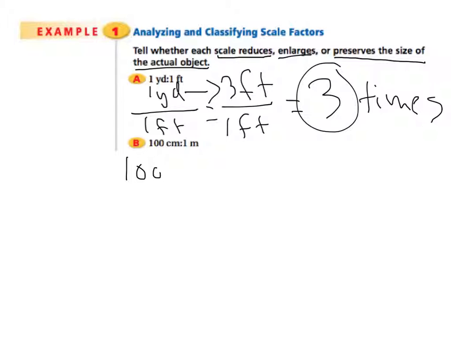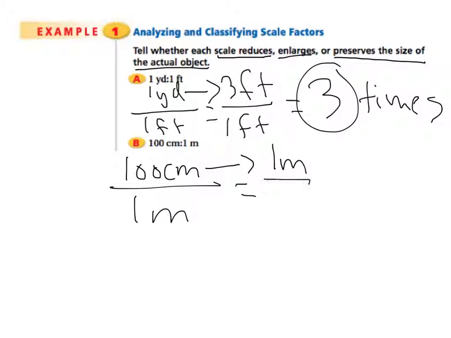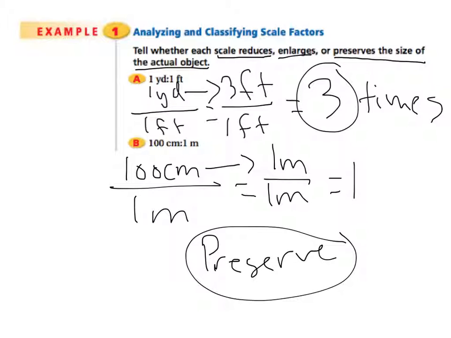Let's look at our second example. We have 100 centimeters to 1 meter. So now we have to again find a relationship. 100 centimeters is actually 1 meter. 1 meter to 1 meter is going to get us 1. So this one is actually going to preserve. It stays the same because it's just 1. If it's less than 1, then it's going to reduce or make smaller.